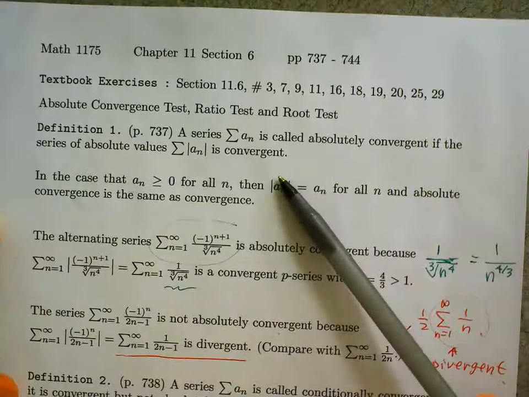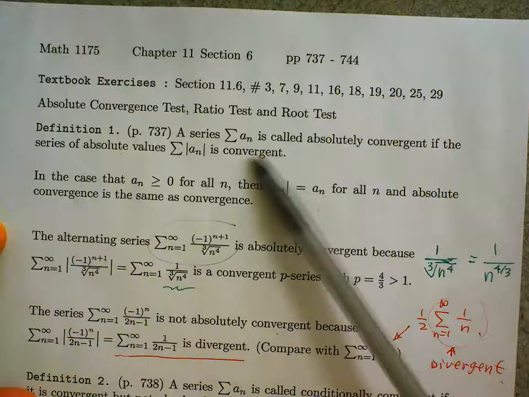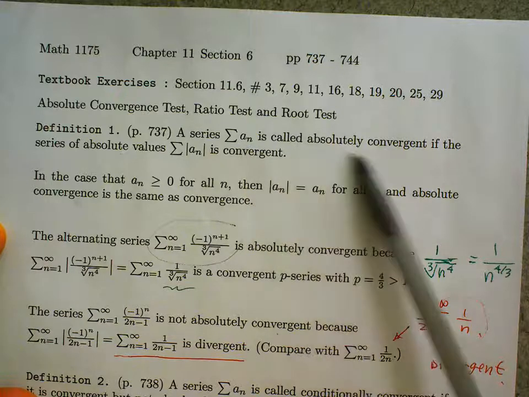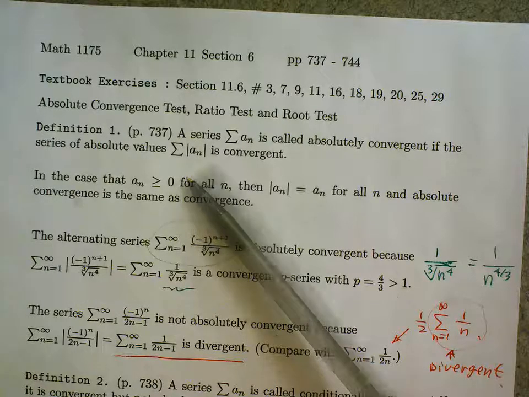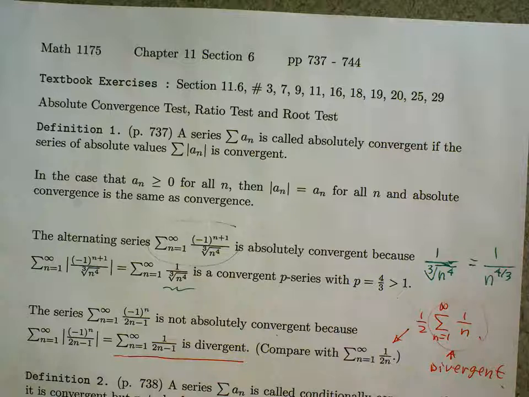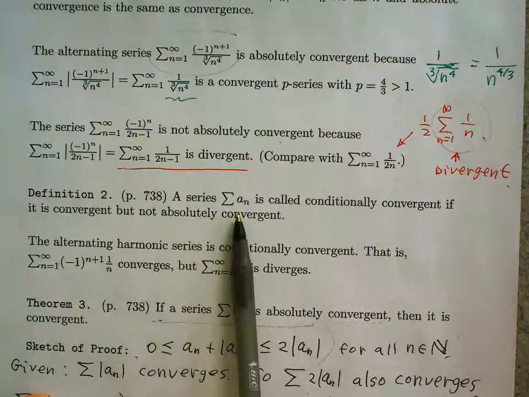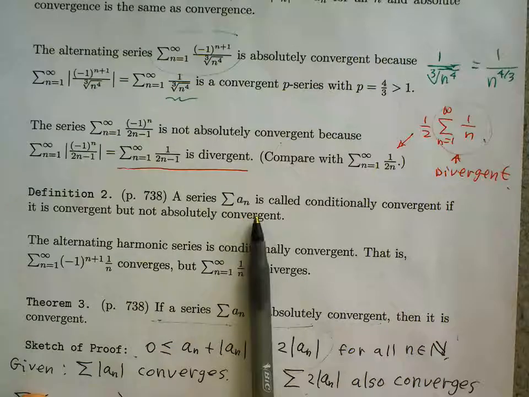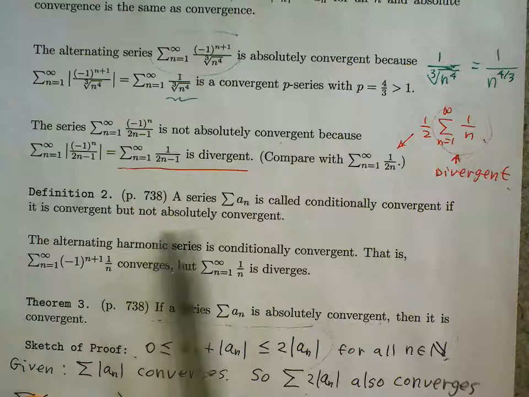The definition of an absolutely convergent series. A series of a sub n terms is called absolutely convergent if the series of the absolute values of the a sub n terms is convergent. And then another definition: a series of the a sub n terms is called conditionally convergent if it is convergent but not absolutely convergent.